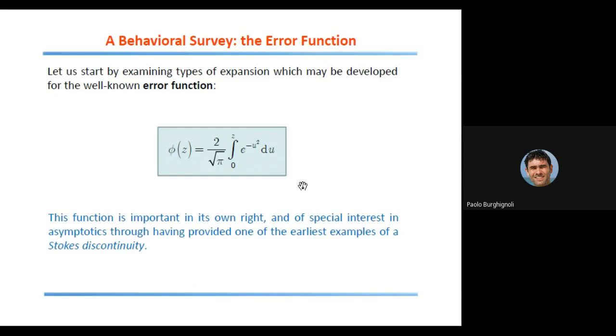In addition to being important in many applications, this function provides a very useful starting point for discussing asymptotics, and it also has a historical value because, as we will see in a moment, it provided one of the earliest examples of the so-called Stokes discontinuity, which are typical discontinuous phenomena that occur in the asymptotic representation of functions.